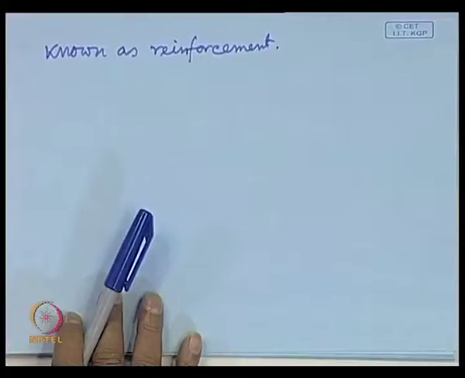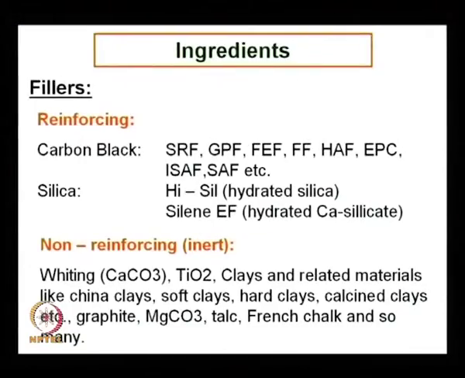Non-reinforcing fillers remain present within the rubber compound as simple fillers just to increase the volume, thereby reducing the cost of the product and sacrificing some mechanical properties. That is called inert fillers. Examples are calcium carbonate, titanium dioxide, various clays, different grades of clays available in the market, commercial clays, China clays, soft clays, hard clays, calcined clays, graphite, magnesium carbonate, talc, French chalk. These are used as inert fillers, and if they are modified with some organic material, then it becomes easy for incorporation and dispersion in a rubber compound.